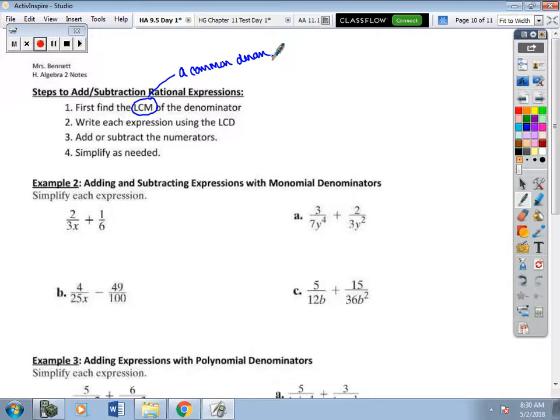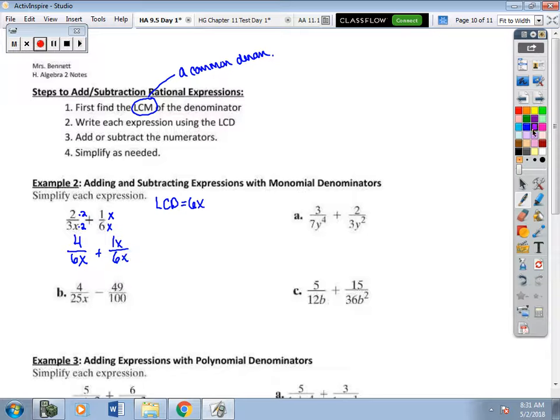So for this one, you could just multiply this by 6 and multiply this by 3x. It would work. You'll just have to simplify at the end. But the least common denominator between 3 and 6 is 6, and we'd need to have a 6x. So the least common denominator would be 6x. So to make this become 6x, I'd have to multiply by 2. Whatever you do to the denominator, also do to the numerator. The other fraction just needs to be multiplied by an x. So I will get 4 over 6x plus 1x over 6x.